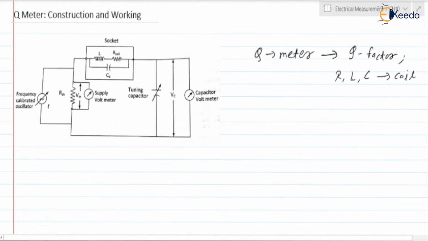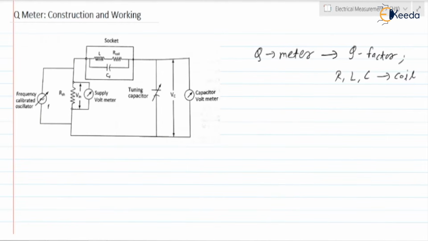Next, this instrument operates on the principle of series resonance. You might have studied the chapter resonance in the electrical network. At resonance condition of an AC series circuit, the voltage across the capacitor is equal to Q times that of the applied voltage to the circuit.